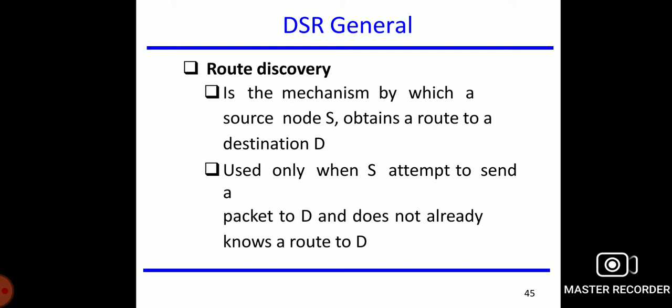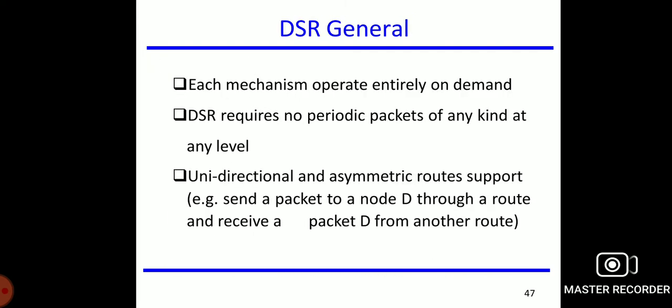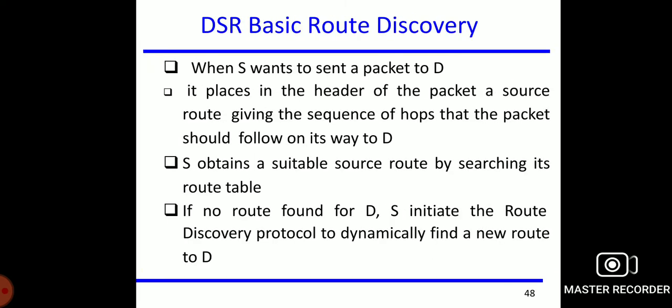DSR requires no periodic packets of any kind at any level. It supports unidirectional and asymmetric routes. For example, it can send a packet to a node D through one route and receive a packet from D through another route. Now, what is the basic route discovery in the Dynamic Source Routing protocol?